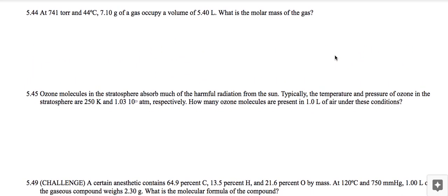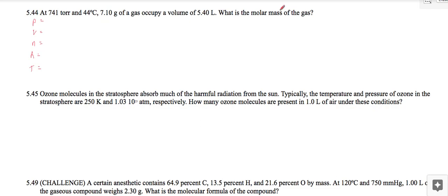All right, so 44, we have a lot of different stuff going on because we're not given the correct pressure, we're given torr. We're also not given the correct moles, we're given mass. So we're going to have to convert those things. Oh, I apologize. I need to back up, ladies and gentlemen. I need to read the problem completely.